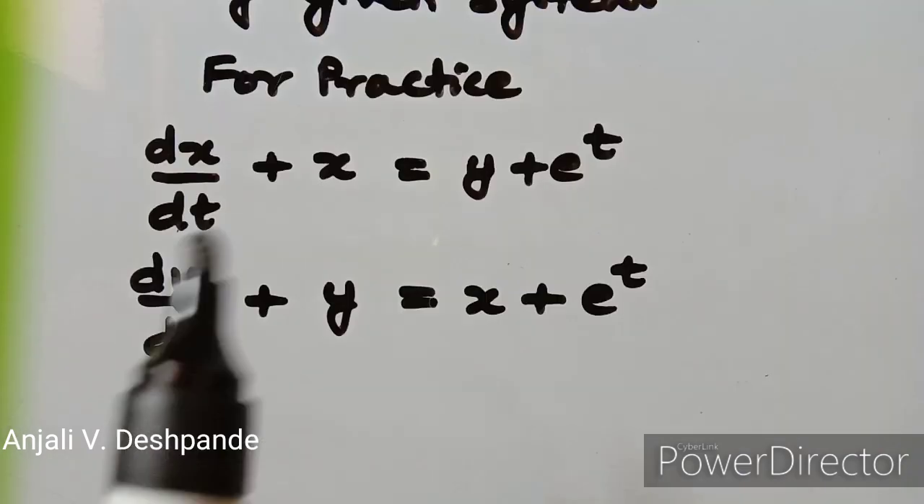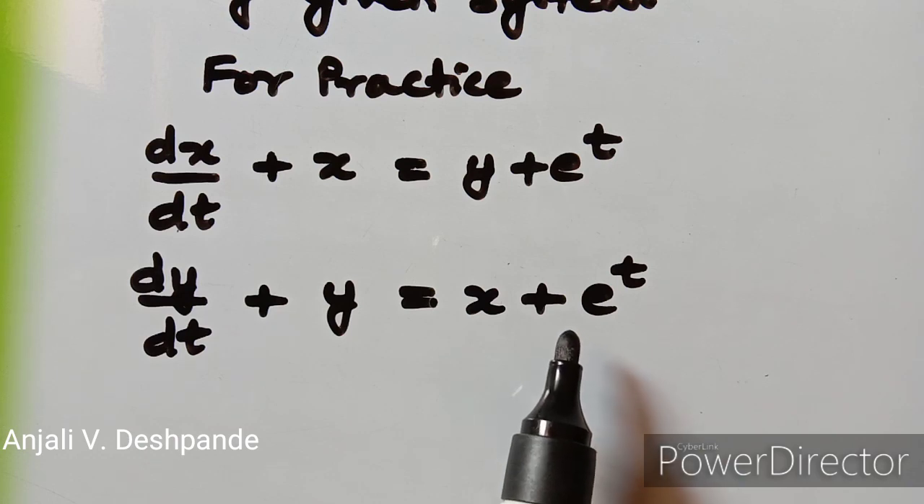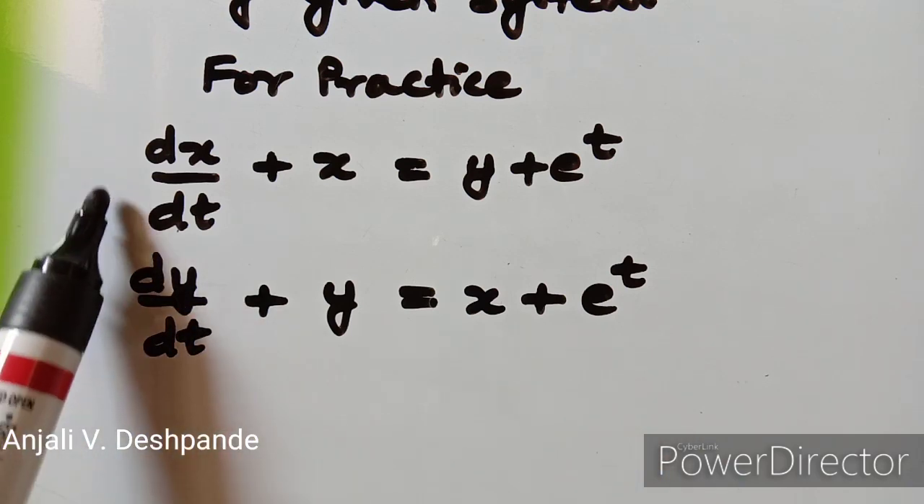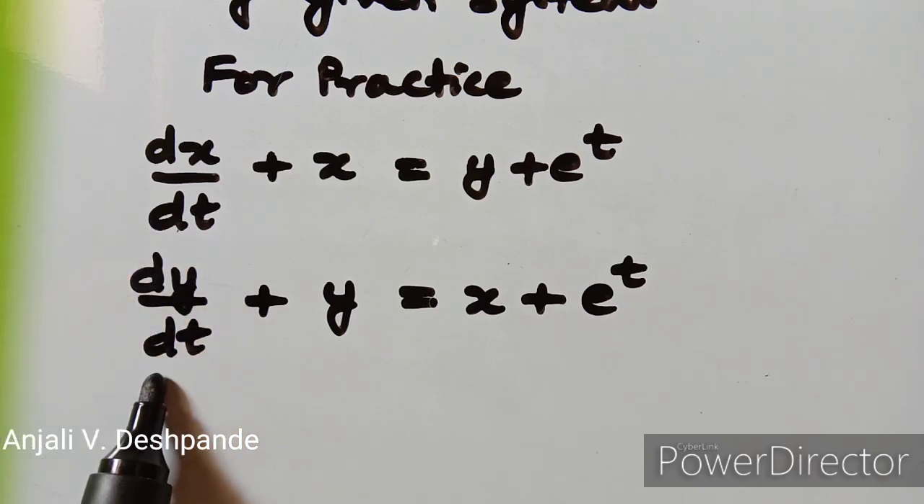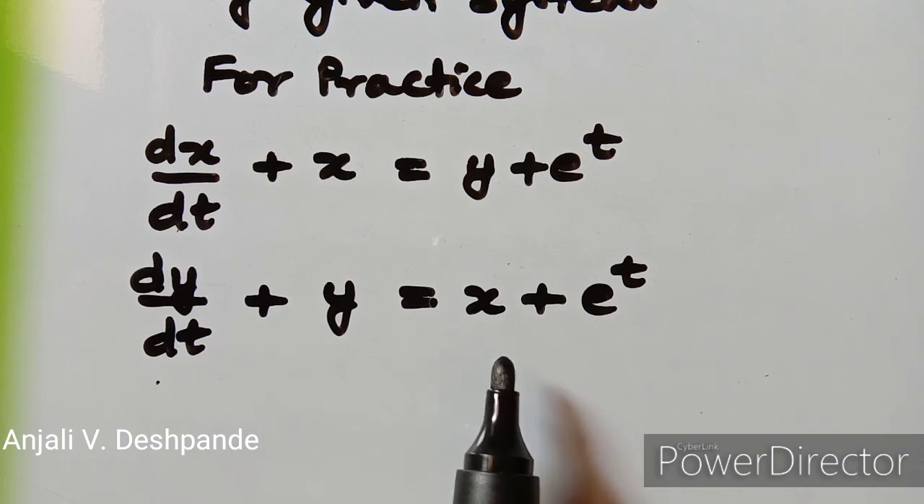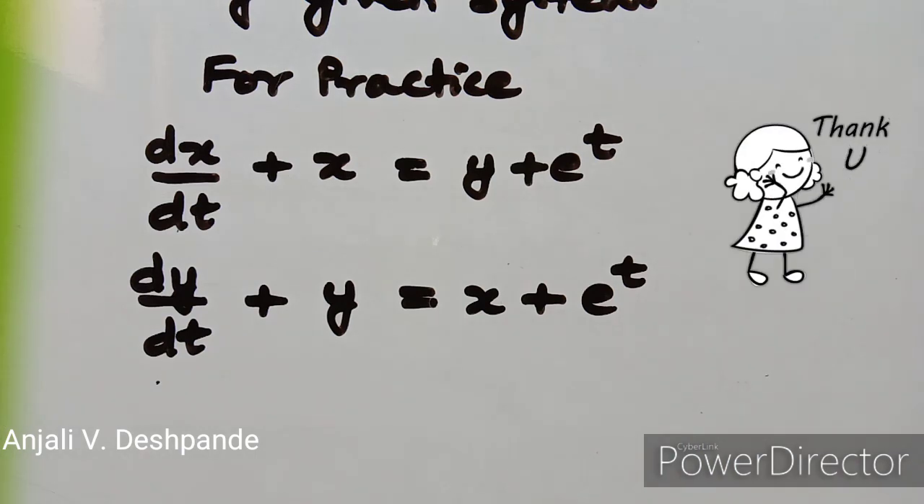Now for practice, you can try to solve this particular system of simultaneous linear differential equations. So dx by dt plus x is equal to y plus e raised to t, and dy by dt plus y is equal to x plus e raised to t. Thank you and have a nice day.